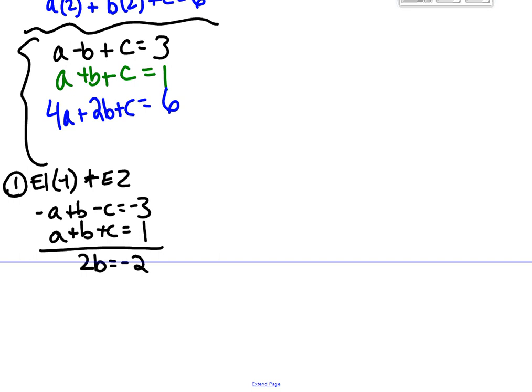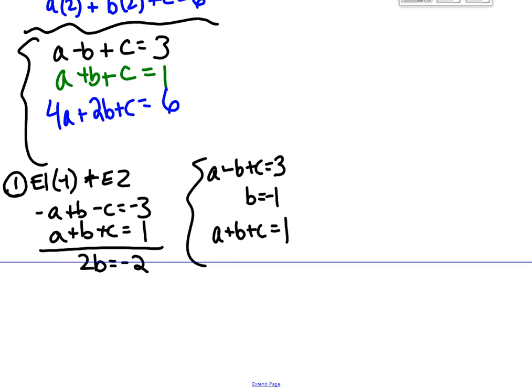And then, let me just write what I've got there. That gives me A minus B plus C equals 3. It gives me 2B equals -2. I think I can just right away write that that's B equals -1. And actually, then that kind of makes things pretty easy for us. And then I have A plus B plus C equals 1. And so my second thing I'm going to do is get that A out of the third equation.